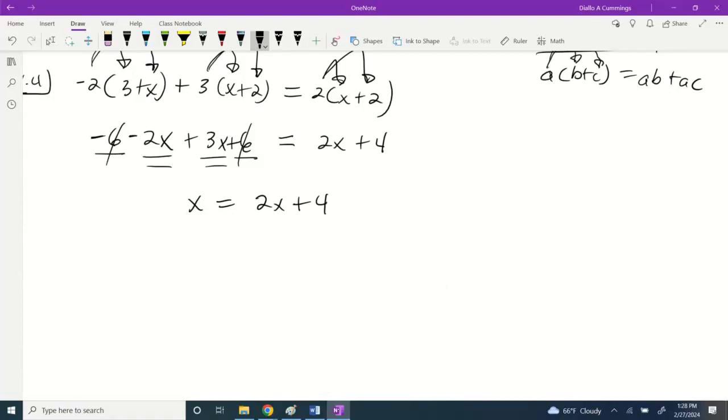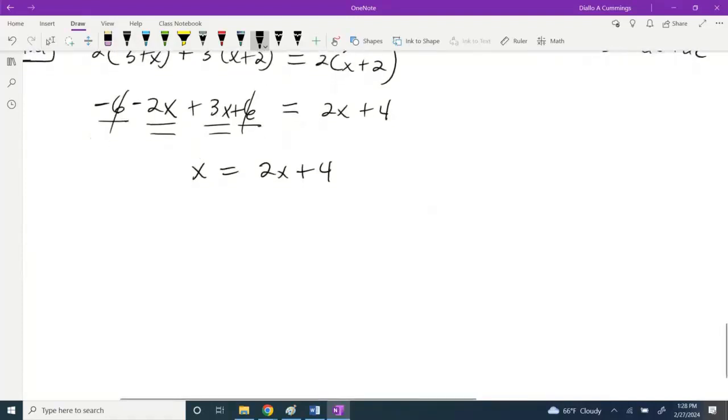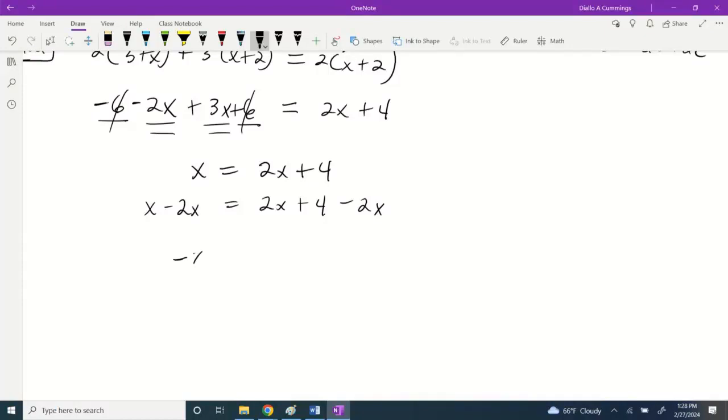So in this case, I'm going to transpose 2x, which means I'm going to subtract 2x from both sides. So I'm going to subtract 2x on the left-hand side. And in order to maintain equality, I'm going to subtract 2x on the right-hand side. If I simplify my left-hand side, x minus 2x, that should give me negative x. And on the right-hand side, the 2 x's will cancel, and that's going to leave me 4.